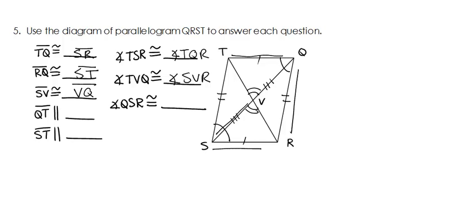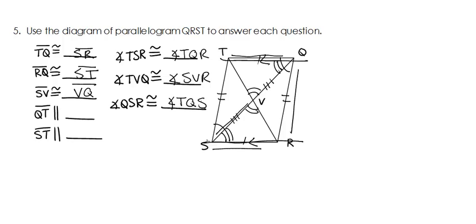And then angle QSR. QSR would be this one right here. QSR would have to be congruent. Again, this isn't really a property of a parallelogram because this is not an angle on the parallelogram. However, we do know that since opposite sides are parallel, alternate interior angles are congruent. So QSR would have to be congruent to this one, TQS.